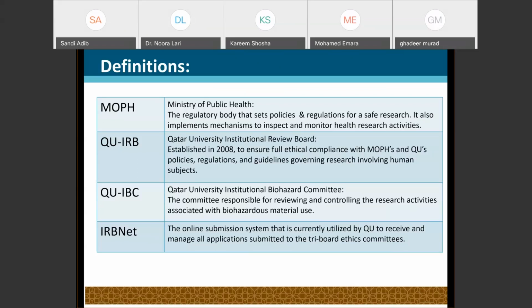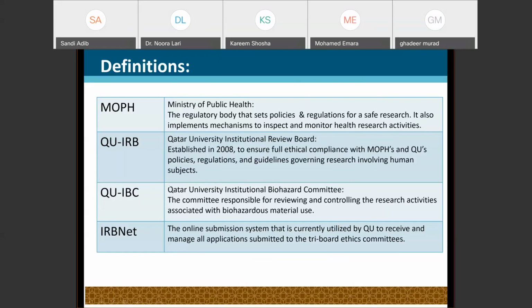Along my presentation, you will hear a lot of these terms. The MOPH is the Ministry of Public Health, which is the regulatory body that sets the policies and regulations for safe research. It also implements mechanisms to inspect and monitor health research activities. Basically, it is the regulatory body that regulates all the ethics pertaining to human subject research.